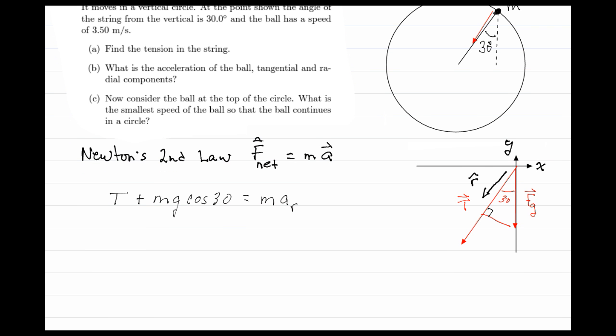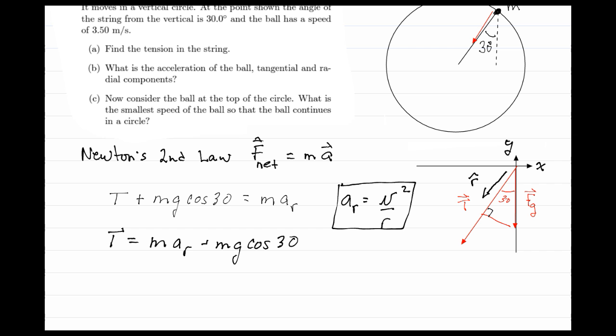We're asked to find the tension, so we can solve for T. So T is equal to m a_r minus mg cosine 30. Now, this a_r is a radial acceleration, so we know there's a relationship between a_r, the speed squared over the radius. This is our definition of radial acceleration, or centripetal acceleration. And we can plug that into our equation. We have mass times v squared over r minus mg cosine 30. And that's our expression for the tension.